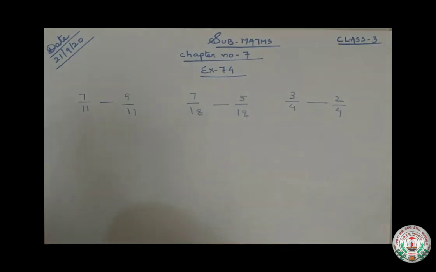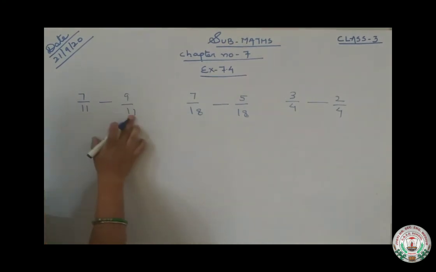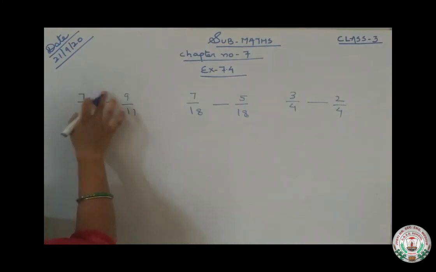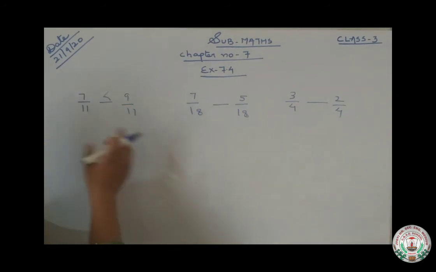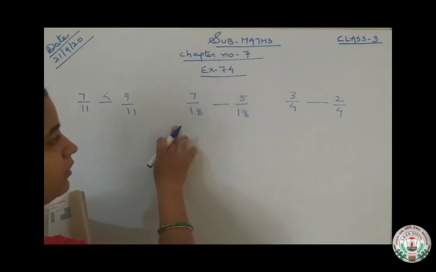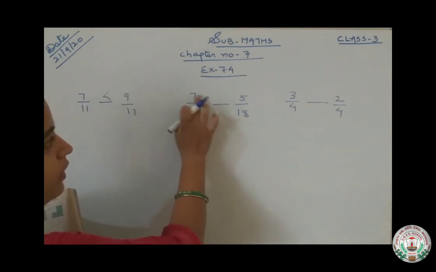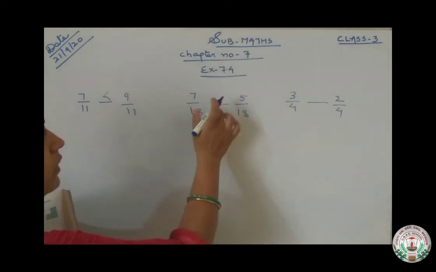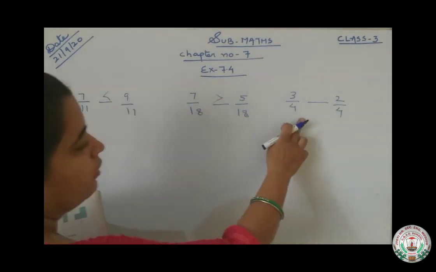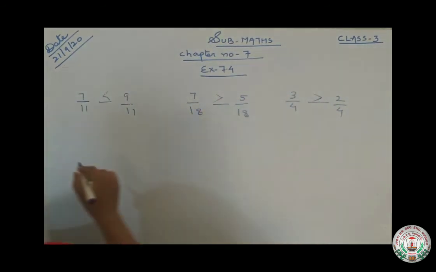First we will solve this one. Okay, first we will see whether the denominators are equal or not. These two denominators are equal. In these two, which one is greater, 9 or 7? 9. So greater will be 9 by 11. Here also the denominators are the same, so we will compare the numerators. Which one is greater? 7. Here also the same, 3 by 4 is greater.